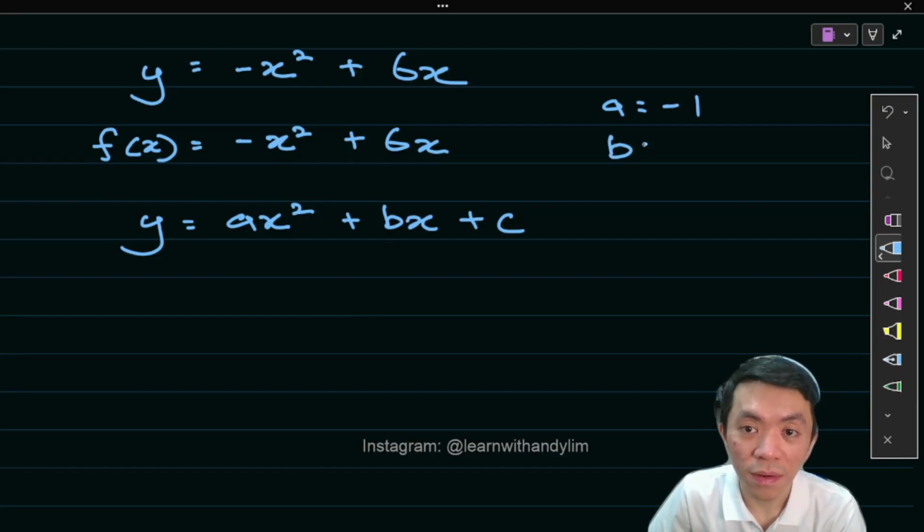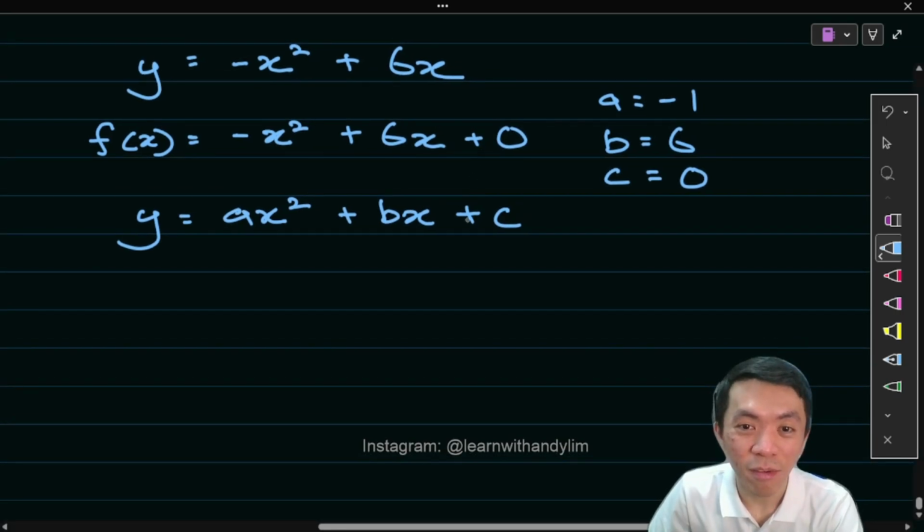For my b right here, I have my 6. And then for my c, it is 0. As you can see, I have nothing. It is plus 0 here. You need to notice I have a plus 0 term right here.